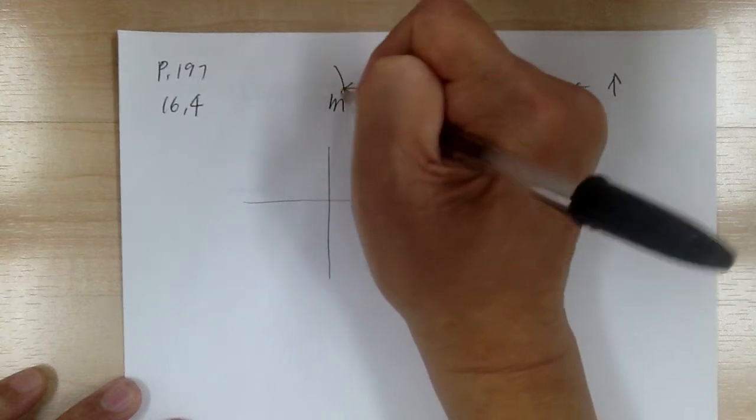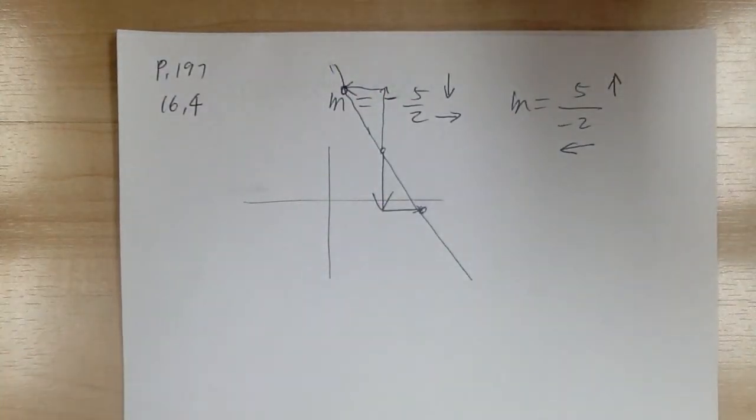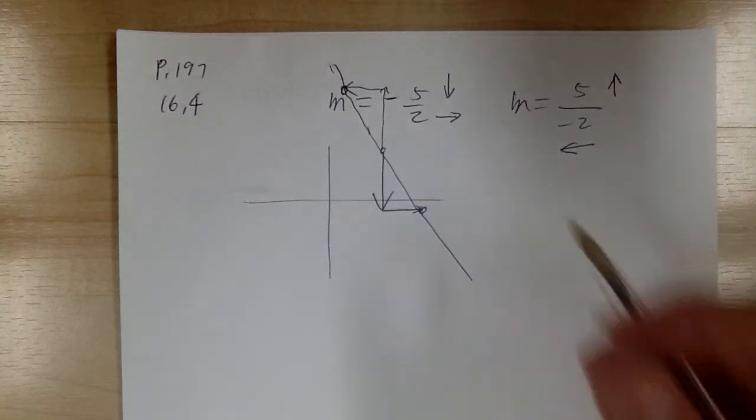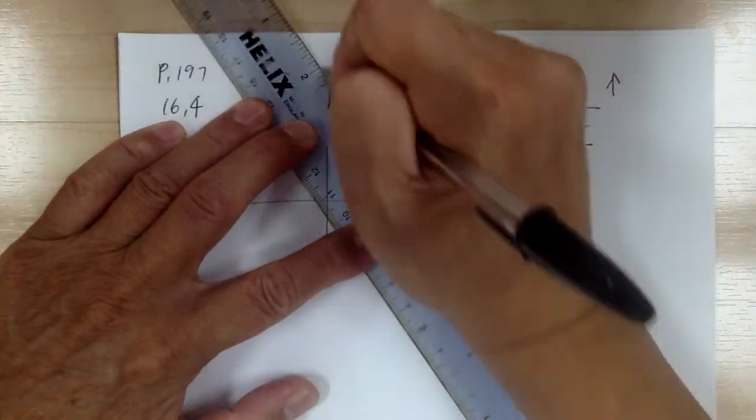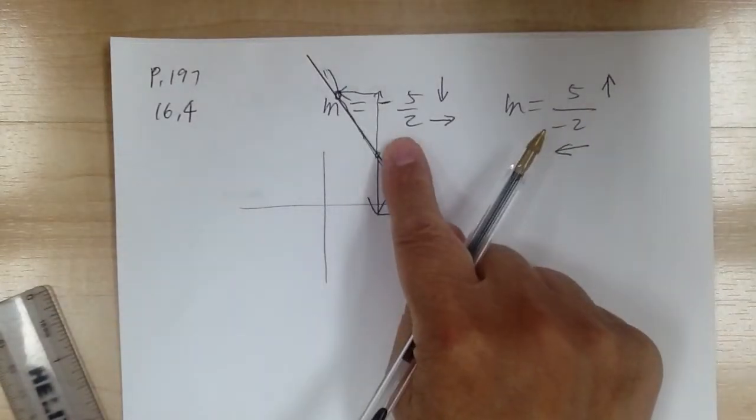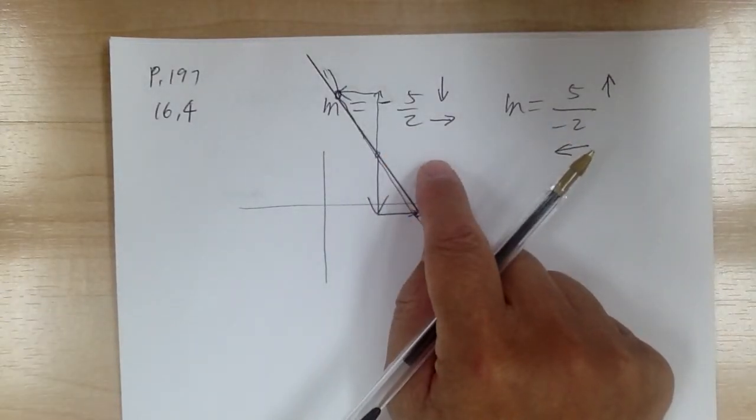So you end up with the same line. You're just going in a different direction, that's all. So you end up with exactly the same line. So again, you can use slope to get the line.